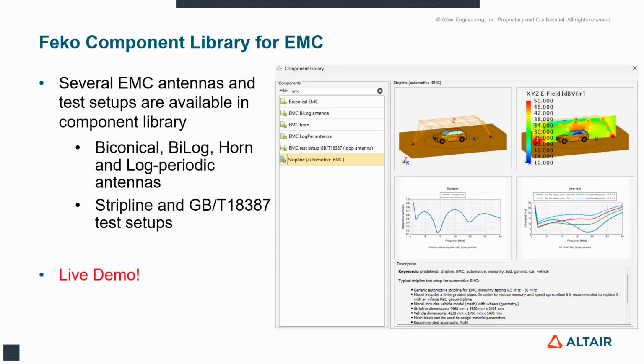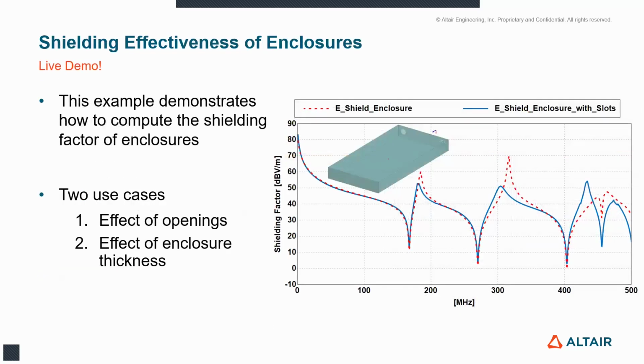Now, coming back to the different EMC applications, the next application we can look into is the shielding effectiveness analysis. When it comes to shielding effectiveness analysis of enclosures, one can perform such analysis in Feko for metallic enclosures as well as dielectric enclosures. So you can see what would be the effect of different openings in the enclosure, as well as the thickness of the enclosure itself, whether it is improving the shielding or making it worse.